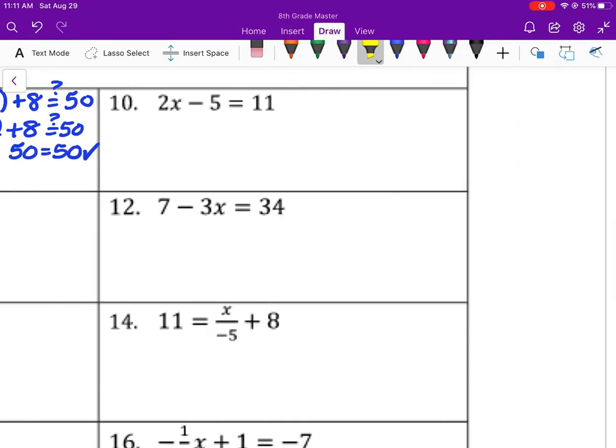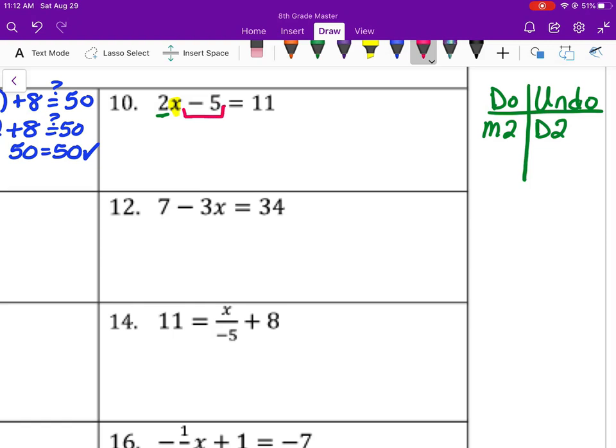Okay, number 10. First thing we're going to do again, we look for the variable and we do our do and undo box. So I have what is going on between the 2 and the x. Okay, so we're multiplying by 2, so the undo is divide by 2. Then we've got, remember, on the term, whatever is in front of the term is the sign that stays with it. So we're doing x subtract 5. So to undo that, we're going to add 5.